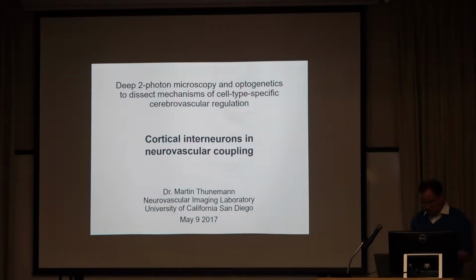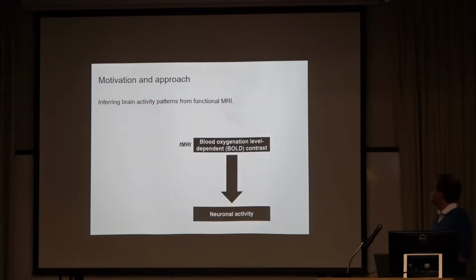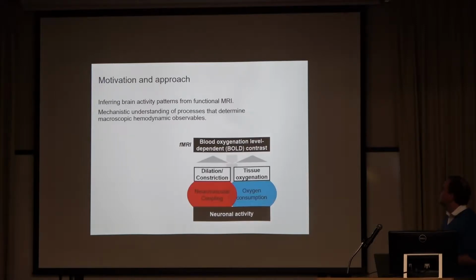Cortical interneurons and neurovascular coupling. As many of you before stressed, one of our big aims is to understand how neuronal activity and changes, for example, in BOLD contrast, are intercorrelated. And one important step to understand this correlation is to have a detailed mechanistic understanding of the processes that are in between our macroscopic hemodynamic observable and the neuronal activity.